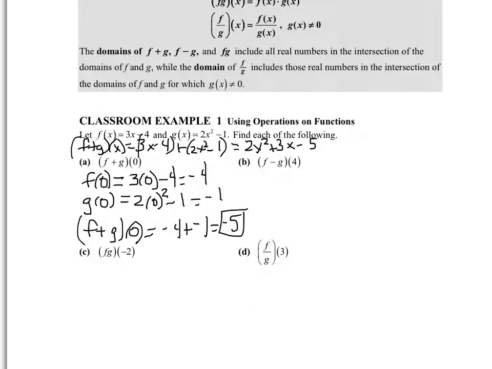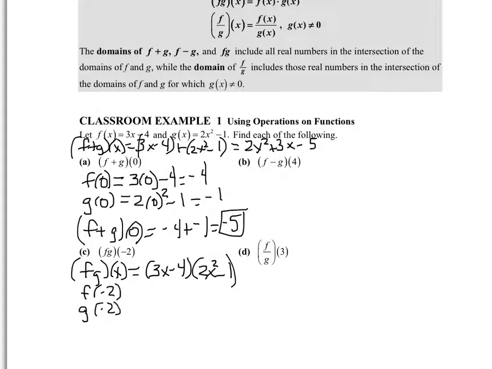But when you look at C, if I wanted to find f times g of x, that would mean I would have to take the f of x function, which is 3x minus 4, and I would multiply it times the g of x function, which is 2x squared minus 1. Now I hope you recognize that means I would have to use FOIL, and then I would have to combine those like terms before I could evaluate. It's doable, but it's going to be more work than simply finding what f of negative 2 is and what g of negative 2 is, and then multiplying those together.